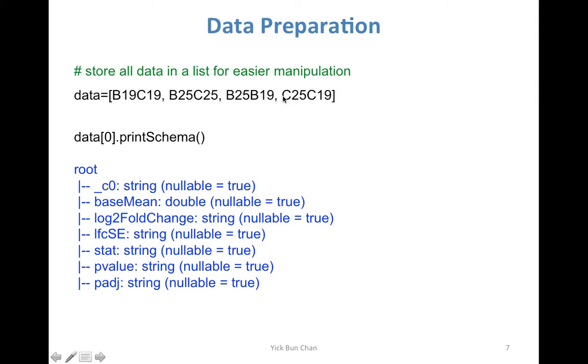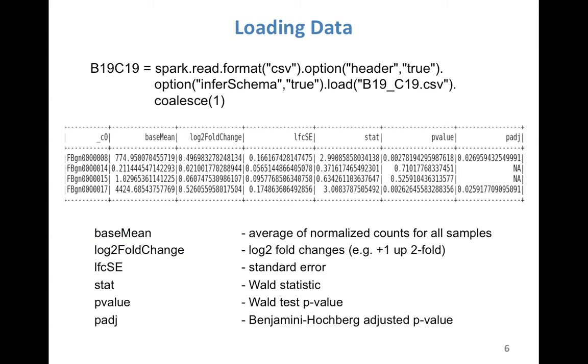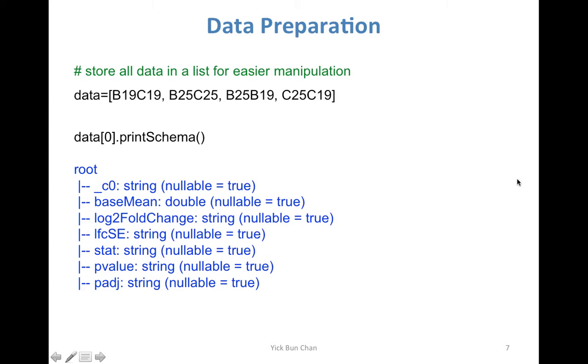For simplicity, I load all 4 datasets in a list, and here is the schema. As you can see, most of the columns are in fact strings, which I need to convert to double. Also, as you remember from the previous slide, some rows contain NA. Since not all genes are expressed in the cells, genes with low base mean can have NA in some columns. I also need to remove them.